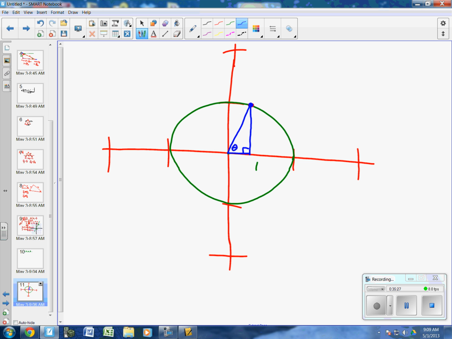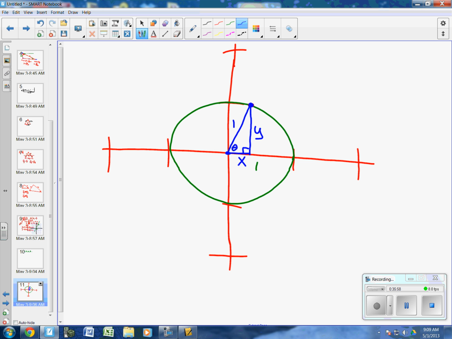How far is it from here to here, everybody? 1. Okay? And this right here is the x distance, right? And this distance right here is the y distance. Everybody got that? Now, you guys watching this? This is really important. This is what we're learning today.